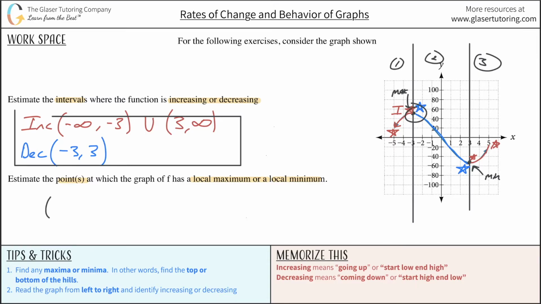What's the point of the maximum over here? Well, the x value of that point is negative 3. And the y value of that point, if I were to draw a little horizontal line here, looks like it might be about 50, right? If I were to look over here, it's between 60 and 40. So it sounds to me like it's about 50. All right, so that's about 50.